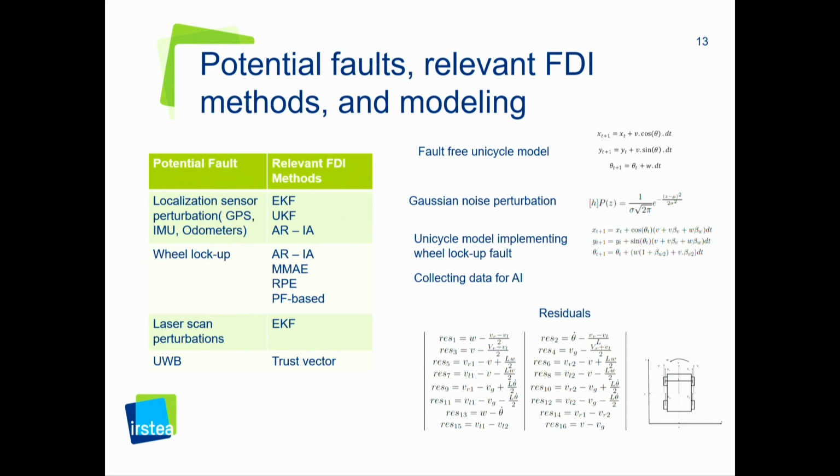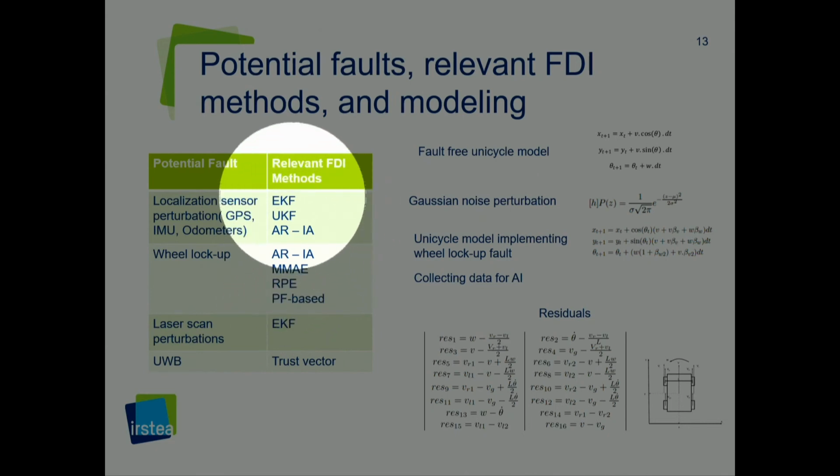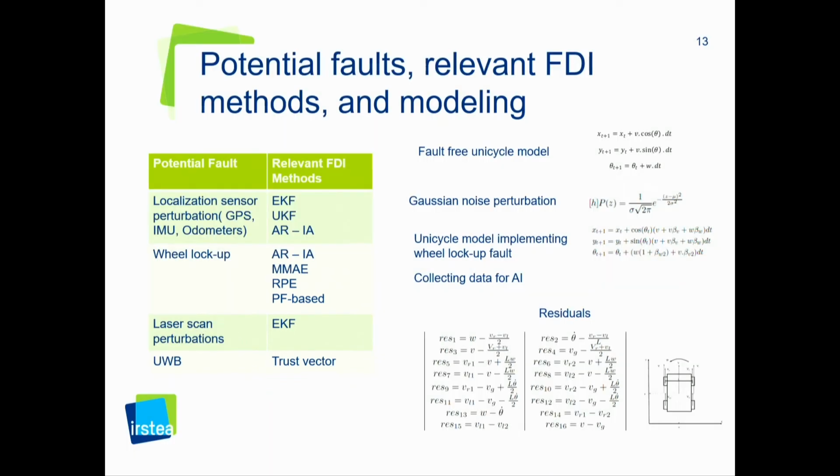split into 4 categories. Relevant FDI methods such as deep learning, UKF, EKF, multiple model, adaptive estimation, etc. We made many contributions here, but we don't have the time to express them all. After we modeled the fault and the robot, we collect data for AI. Okay, fine. All this is done offline.